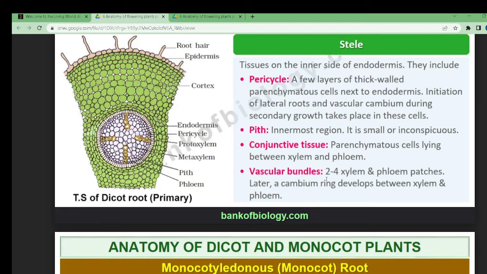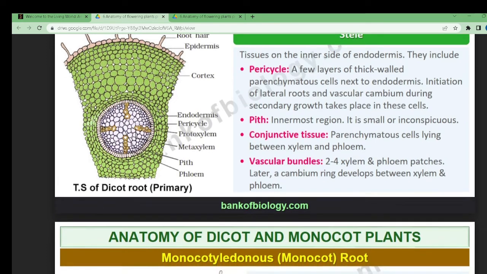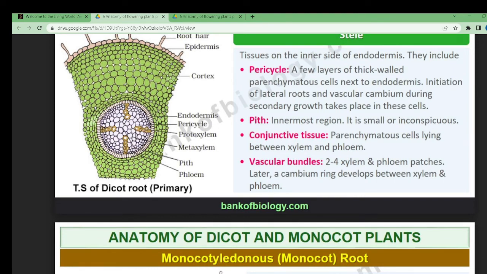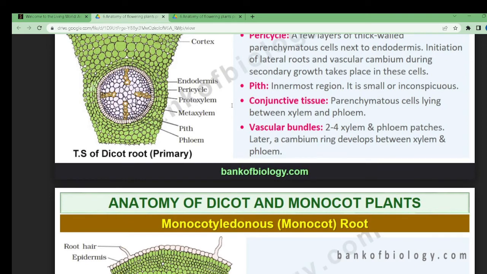Now vascular conjunctive tissues are present, for example parenchymatous cells lying between xylem and phloem. So these are conjunctive tissues. Why? Because they join the cortex, the endodermis and the stele part together with the help of these parenchymatous cells present between the xylem and the phloem. And the vascular bundles are present because these are vascular tissues. So xylem and phloem patches are present, and cambiums are also developed.